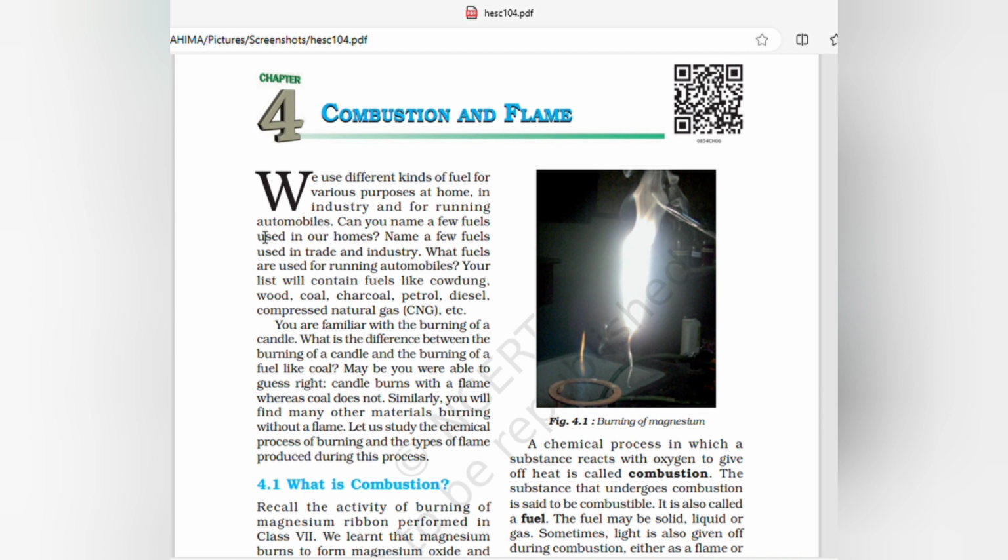Can you name a few fuels used in your homes? Name a few fuels used in trade and industries. Kerosene is one such fuel used in homes.